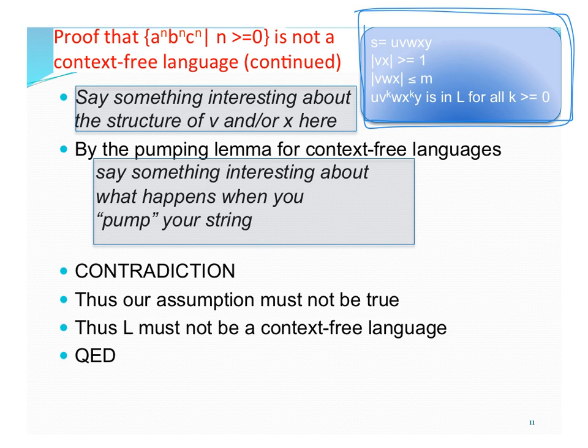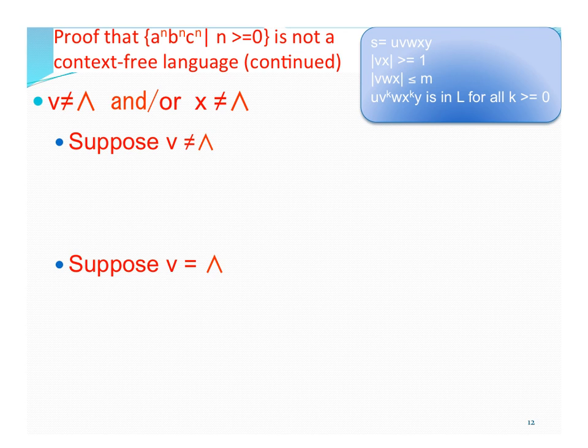We've picked our string, which means it can be split into u, v, w, x, y, because our string is long enough, where v and x squished together have length greater than or equal to 1, so either v or x or both is not lambda, and the length of this whole piece vwx is less than or equal to m, and the string can be pumped. I just put this up here to remind you it's not part of the proof, but these are the facts we're probably going to be using.